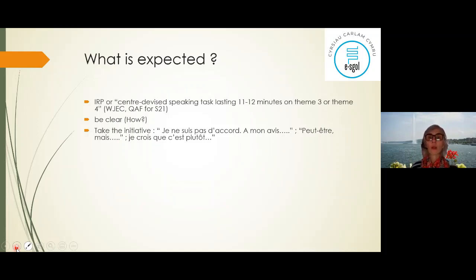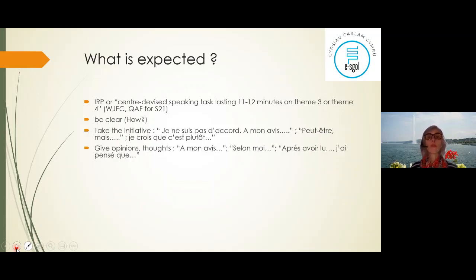So for example, if your teacher tells you something and asks a question about it, what you think about it, qu'est-ce que vous pensez de ce que je viens de dire? If you don't agree, feel free to say it in French, of course, like je ne suis pas d'accord, à mon avis, or peut-être, mais, or je crois que c'est plutôt. Don't say non, because that's a bit too aggressive, but any other way to say that you disagree, or any other way to take the initiative of the oral is good.